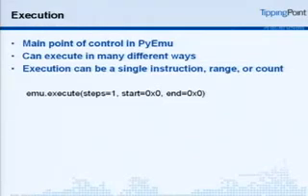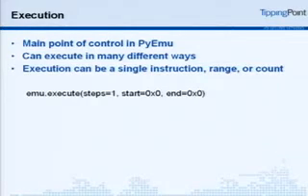Execution has 3 different arguments. You don't have to have all of them when you're using it, but steps is how many different instructions are going to be executed. For instance, I just want to execute one instruction, or I want to do 100. You just put steps and it'll go from EIP all the way down, however many steps, and then stop execution.